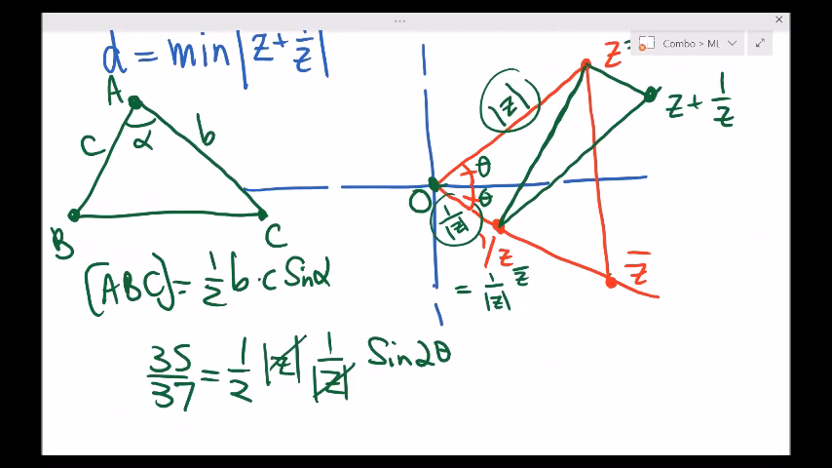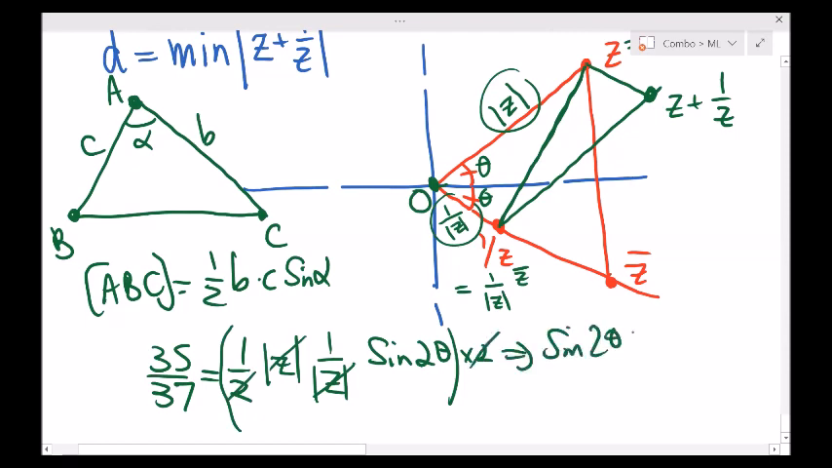And wait a second. That's the area of the triangle. I need to multiply by 2. Oh gosh, you guys kept telling me that, right? Times 2, sorry for that. The 2's also cancel. Yes, finally we find sine of 2 theta is 35 over 37. How convenient, right? So that's good.